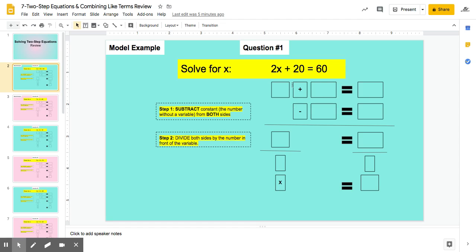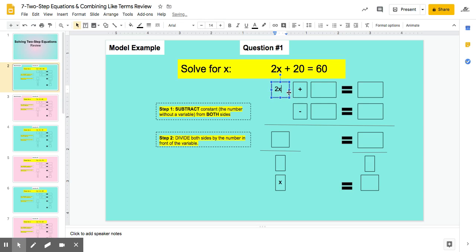So for this equation, the first step is to just copy it in this first row of text boxes. As you guys can see, I already wrote the operations in for you. So all you have to write is the terms. So first we're going to write in 2x, then we're going to type in 20, and then we're going to type in 60. Okay, now we're ready to start solving.